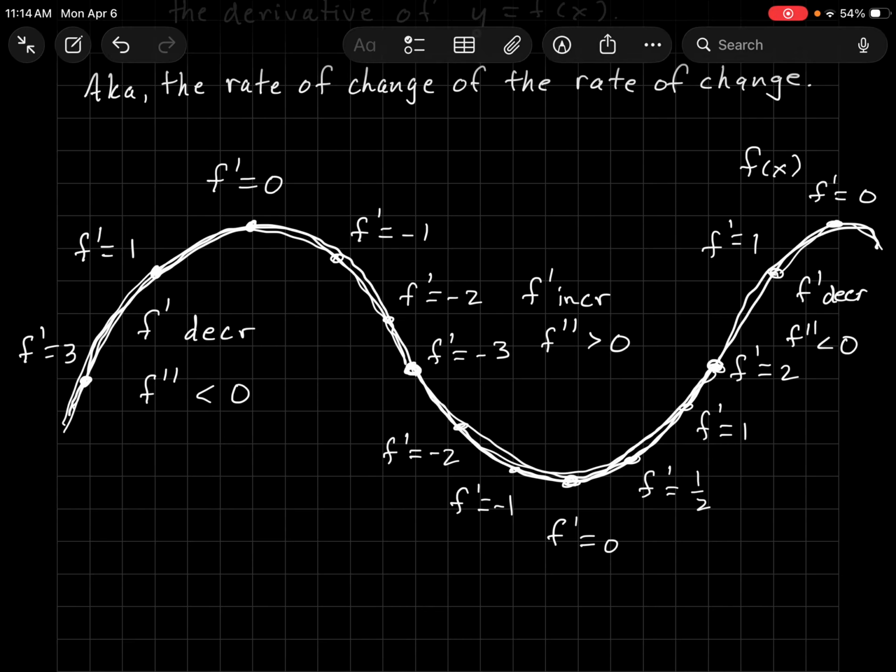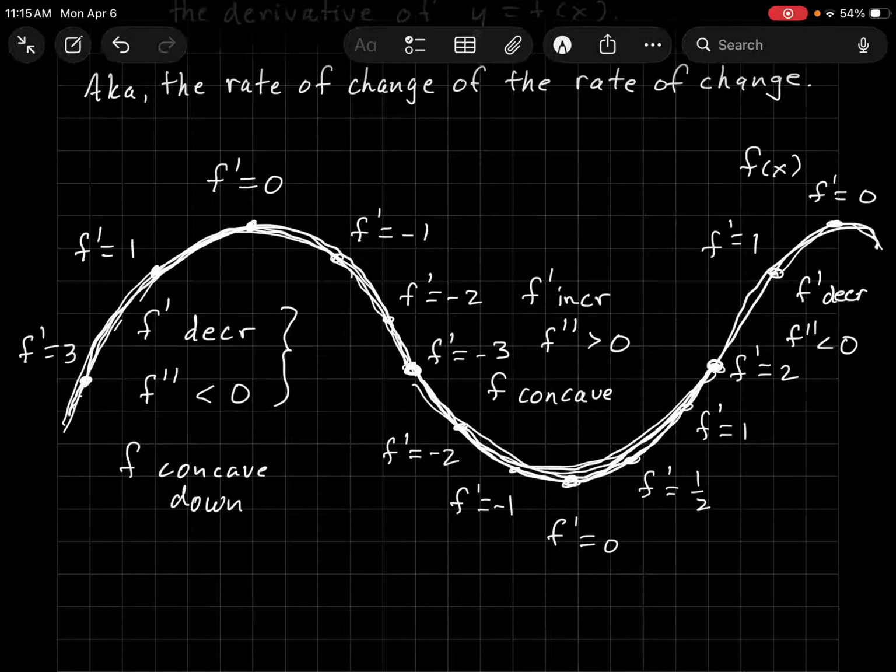Now notice on this first interval over here, where it almost looks like you're frowning, we say that f is concave down. So either of these, f prime decreasing or f double prime negative, tells us that the function f is concave down. On the next interval, where it looks like f is smiling sort of, we say that f is concave up. So f prime increasing or f double prime positive both indicate that the function f is concave up.